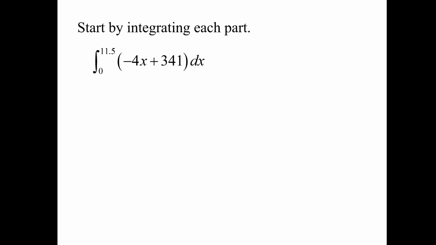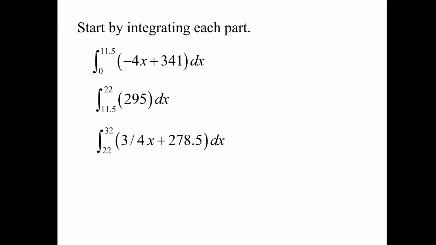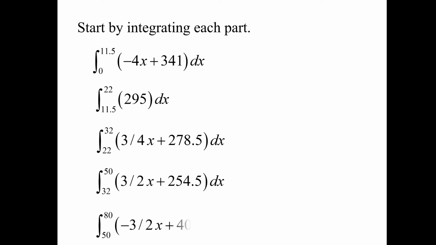we do have a different function here. The next one is from 11.5 to 22, then 22 to 32, the third piecewise function, and then the fourth one from 32 to 50 in altitude, and then 50 to 80. So we do have a different structure here with the functions. Again, it's a different speed, so that's why it's completely different. That's why we need to break it apart into 1, 2, 3, 4, 5 integrals.